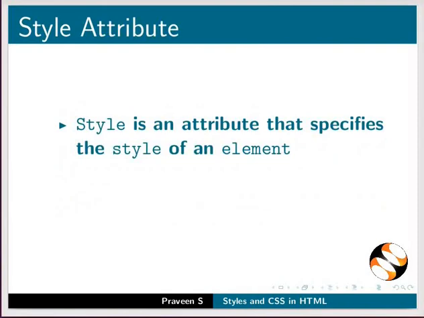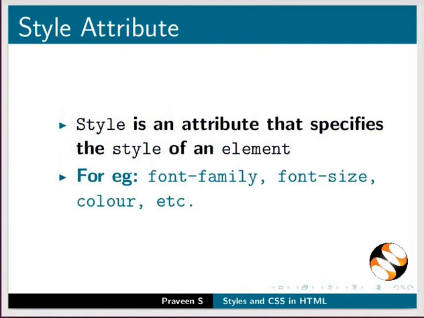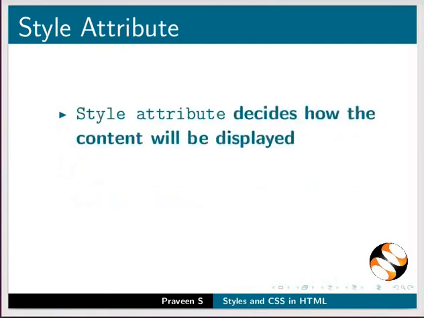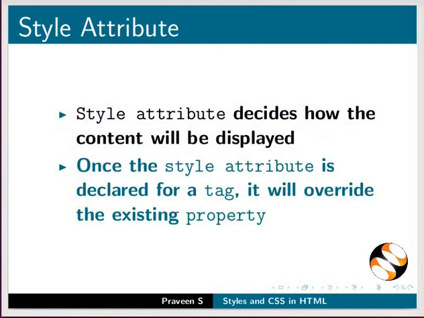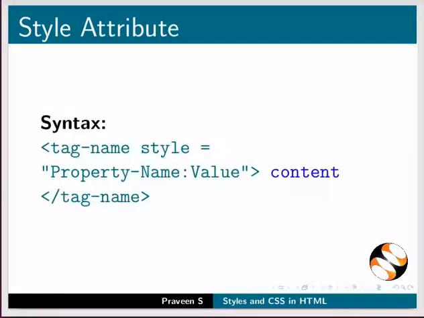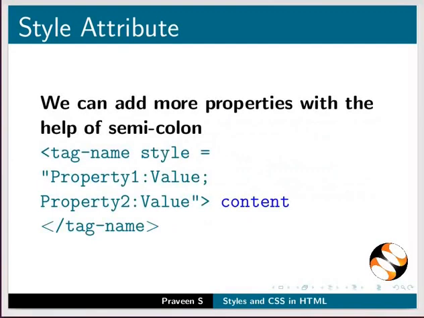Style is an attribute that specifies the style of an element. For example, font family, font size, color, etc. Style attribute decides how the content will be displayed. Once the style attribute is declared for a tag, it will override the existing property. This is the syntax. We can add more properties with the help of semicolon as shown here.